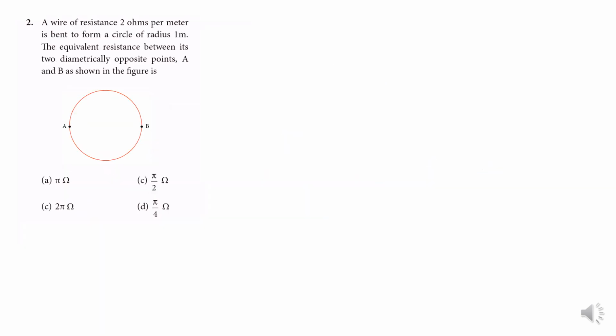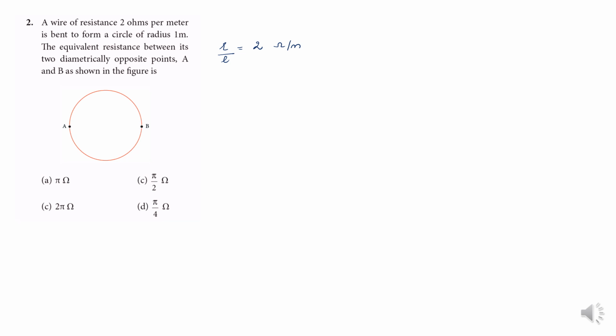So question number 2, a wire of resistance 2 ohms per meter is bent to form a circle of radius 1 meter. The equivalent resistance between its two diametrically opposite points A and B as shown in the figure is. So what is given is, there is a conducting wire. The resistance per unit length, R by L, is given as 2 ohms per meter.